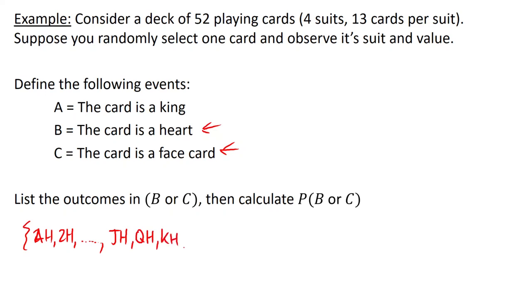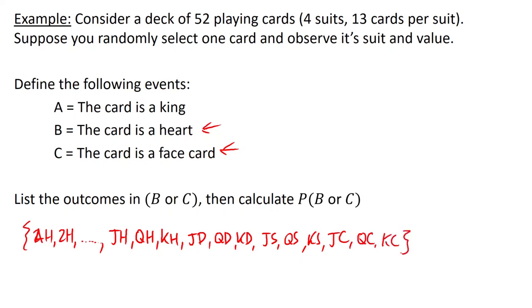Now, what else do we need to toss in? The rest of the face cards, because you got all the hearts. So now we have to throw in all the face cards from the other suits. So it would be the jack of diamonds, the queen of diamonds, the king of diamonds. Then you throw in the jack of spades, queen of spades, king of spades, and then the jack of clubs, queen of clubs, king of clubs.